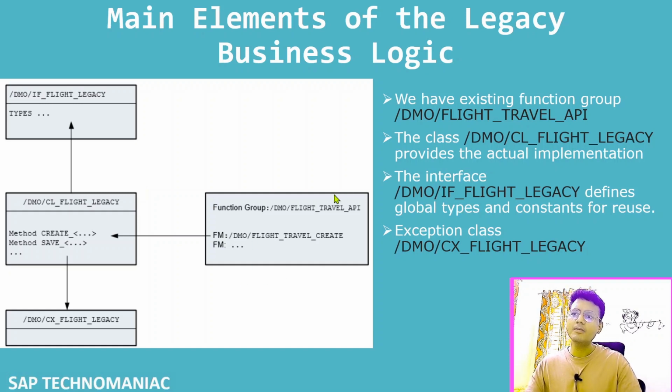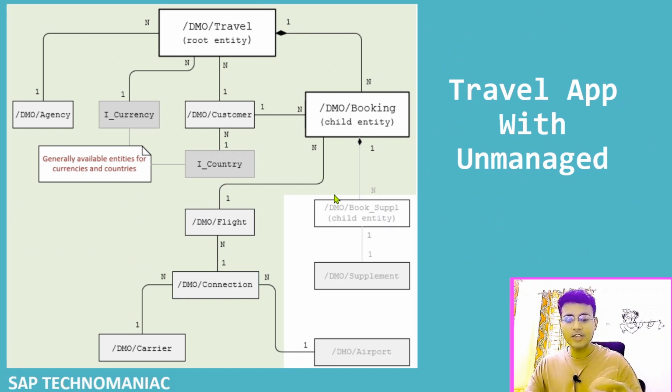But before that, I just want to show you the actual application we want to create. It will not differ much from the managed scenario. We will be creating the same kind of application. We will have the travel root, we will have the booking, both having the transactional behavior. This time we will not add the booking supplement, because the application becomes longer.